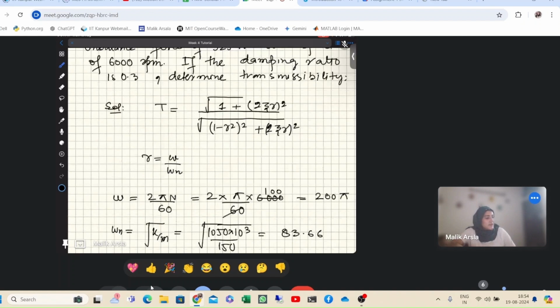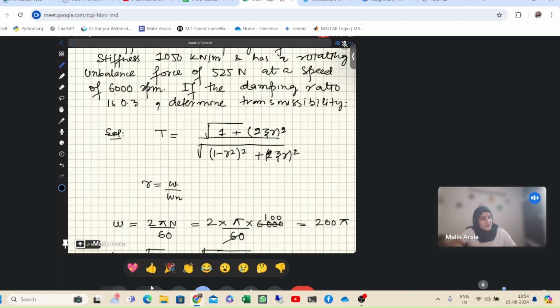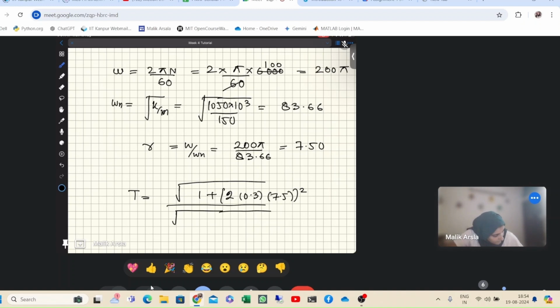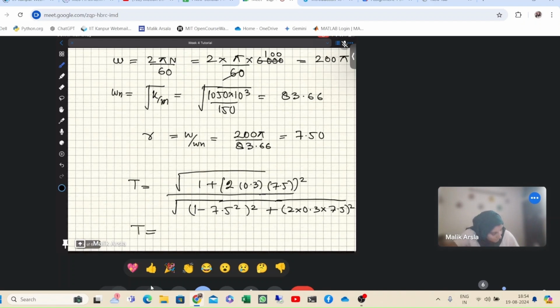Now r you have found, zeta is 0.3. You can simply put it here and tell me what you are getting now. Okay, at least calculate it. 1 plus (2 into 0.3 into 7.5) whole square upon under root of (1 minus 7.5 square) whole square plus (2 into 0.3 into 7.5) square. So this will be something like 0.08.